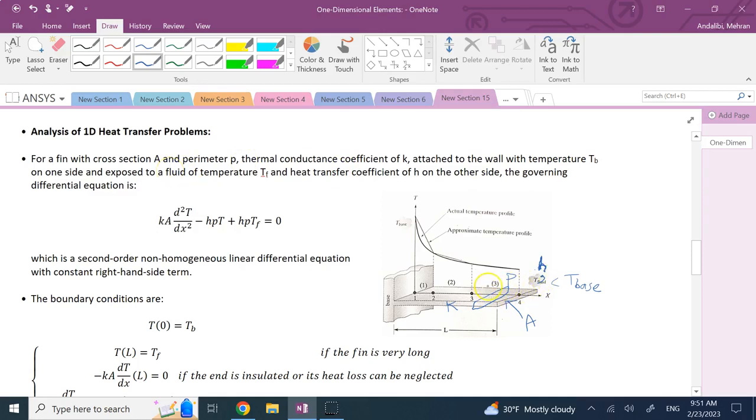The governing differential equation in this case is what? Ka d squared T over dx squared minus hPT plus hPTf equals 0. And I don't want to derive it in this case for you, but basically this is coming from the conservation of energy, okay? So if you look at each element, there is some heat coming in and there is some heat going out, right? So what you can do is consider a small element here, like this, with some small length dx, and look at the heat that is coming into it through the conduction, which is negative Ka dT over dx, right?